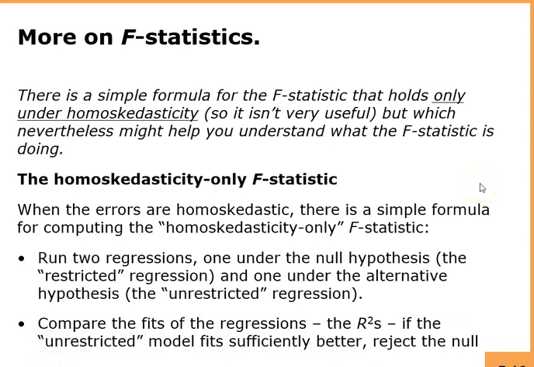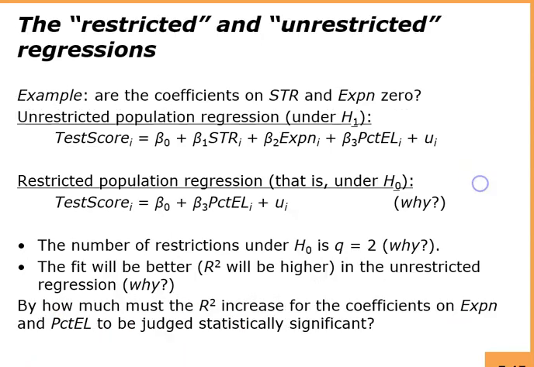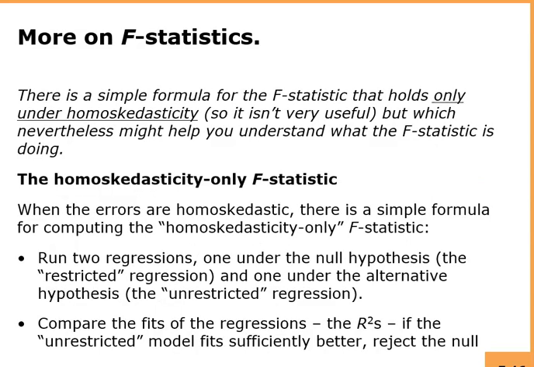The formula for the calculation of the F-stat that we looked at so far assumes heteroskedastic error terms, but there's also a simple formula for the F-statistic that holds only under homoskedasticity. You would think, why are we even discussing this? It's not very useful, because we are always safe to assume heteroskedasticity in our error term.